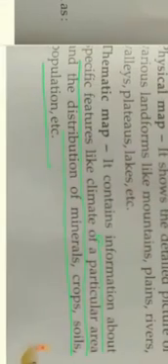Now let's see the fourth one, thematic map. It contains information about specific features like the climate of a particular area and the distribution of minerals, crops, soils, population, etc. Now the fifth one, topographic map. It is a representation of natural and man-made features like local buildings, water bodies, roads, railway tracks, etc. It is also known as contour map.